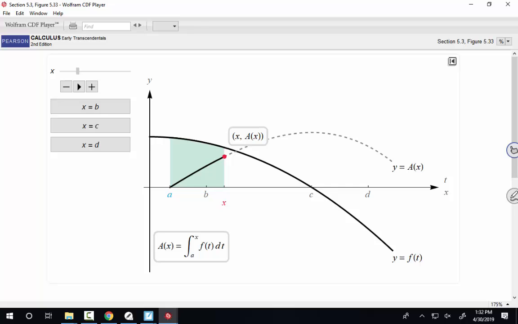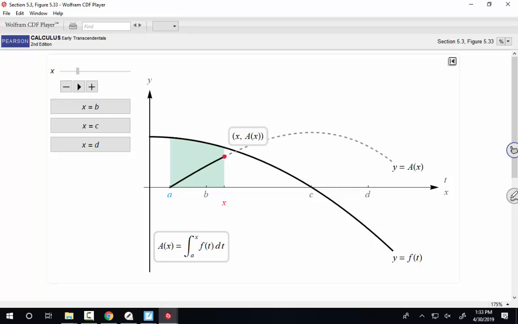I don't know what it is. But that says that since my area is 6, I'm plotting the point x comma 6. And then I move some more and see how much area I have, and I plot that point. Okay, so the amount of area is the output here when we're graphing this dashed line.